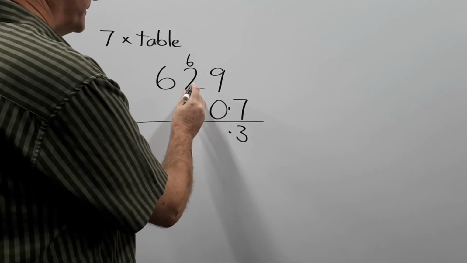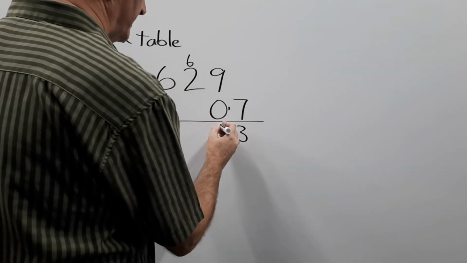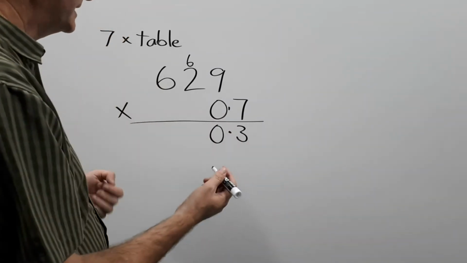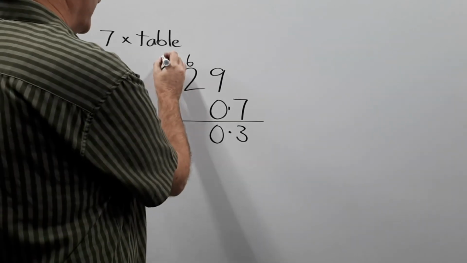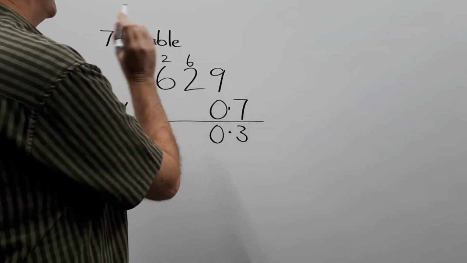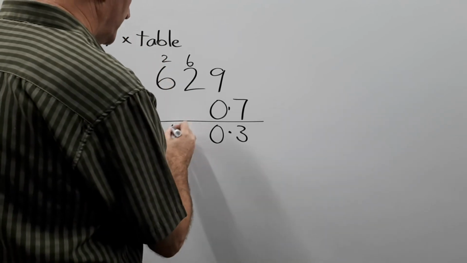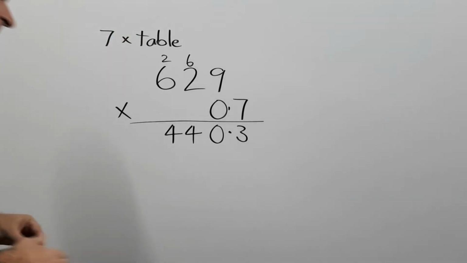7 times 2 is 14, plus the 6 is 20, so a 0. Nothing to, and then the 2 goes over there. 6 times 7 is 42, plus 2, 44. Should be 440.3, you get there.